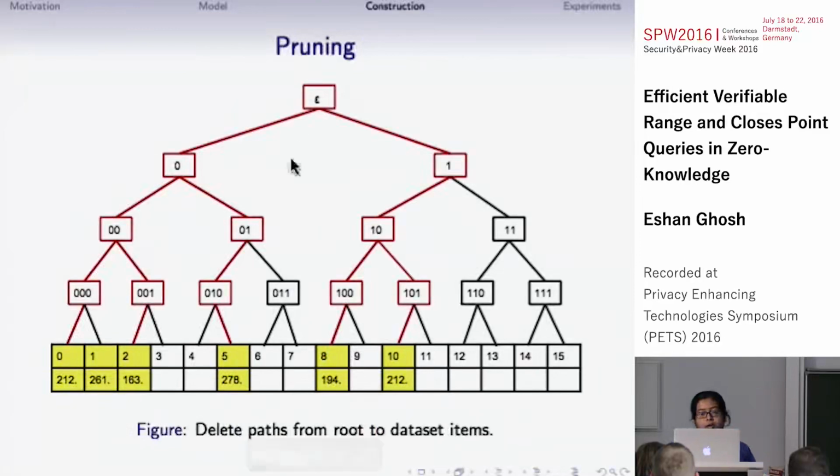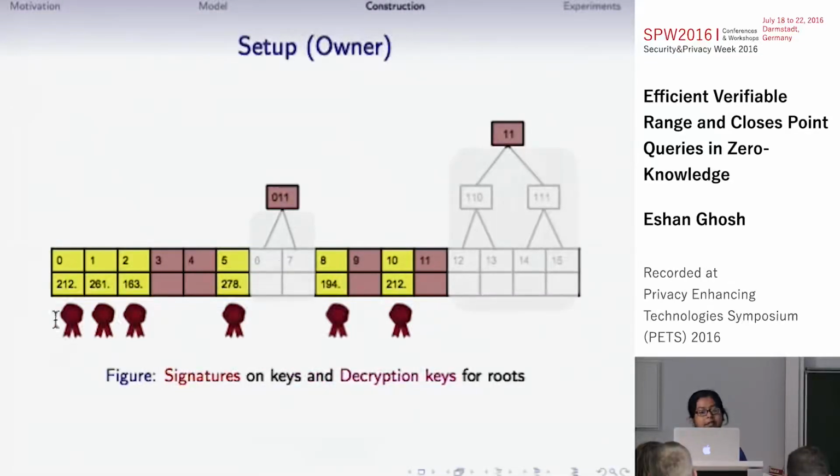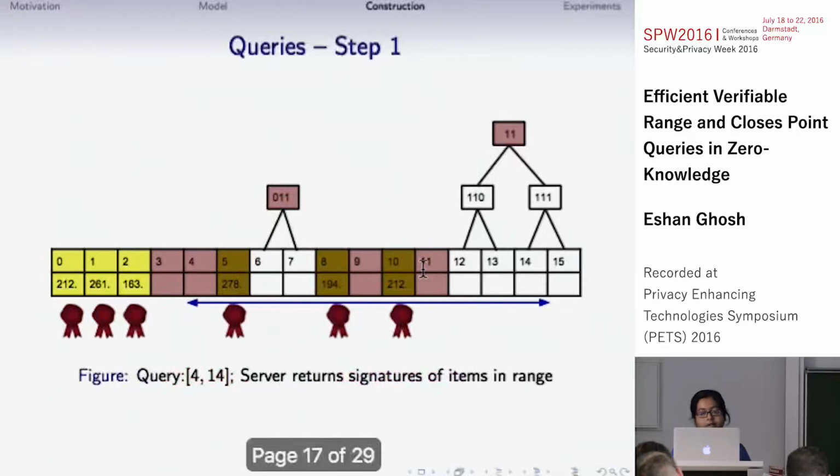Okay. So the idea is basically that the owner can prune the red paths, which are the paths from the leaf to the root of the member elements, and it will be left with a forest. And for this forest, take the roots of the forest, which are these pink nodes. So at the setup phase, the owner will generate signatures for all the member elements, set up a Hive scheme, and generate secret keys for the roots of this forest. And then the owner goes offline.